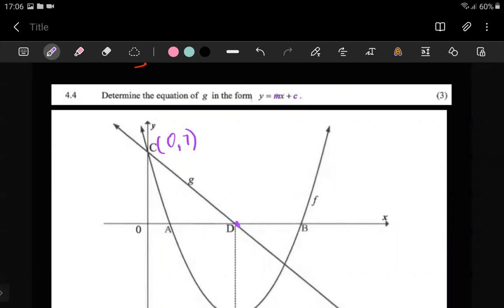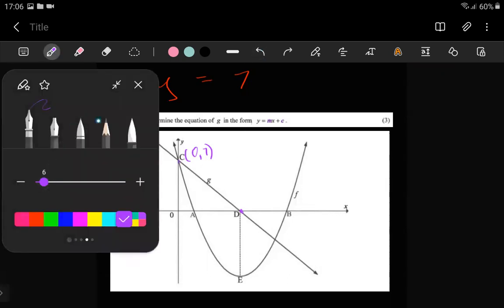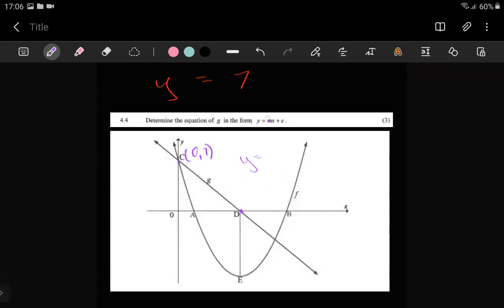You're talking about C. Yes. Do we have the y-intercept of our graph of G? Yes. And what is it? It's 7, yes, because that's the coordinate. That's the y-intercept. So C is a 7. So we have y equal to mx plus 7. So this is what we have so far.